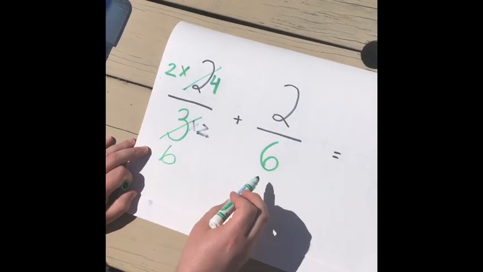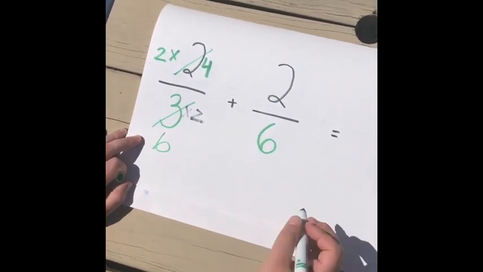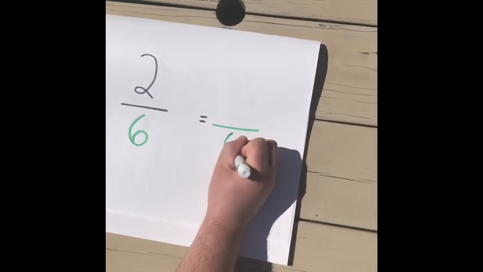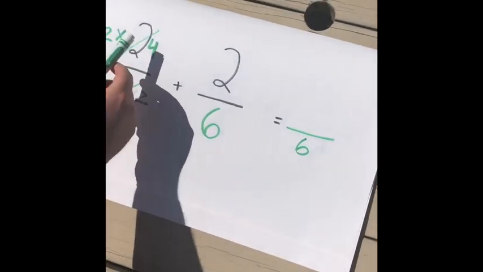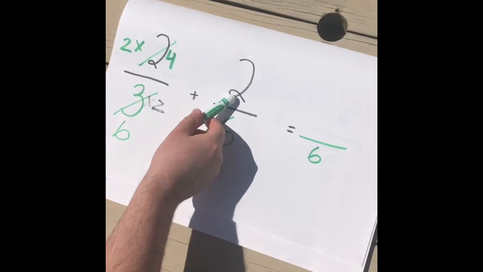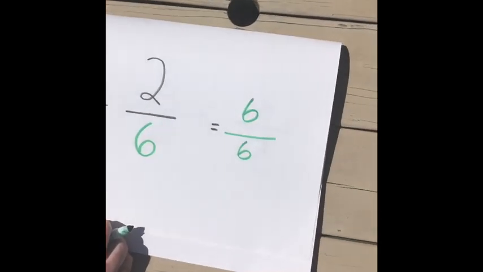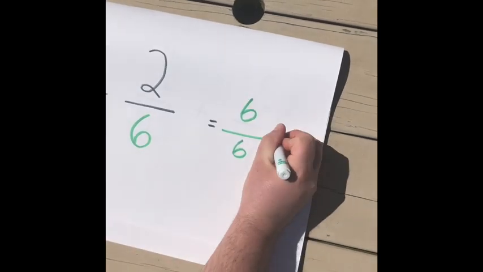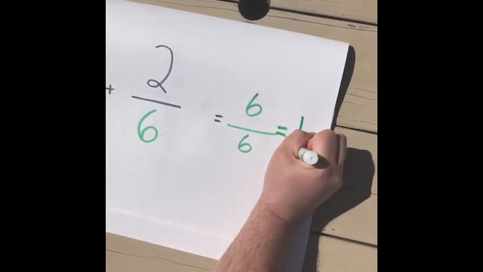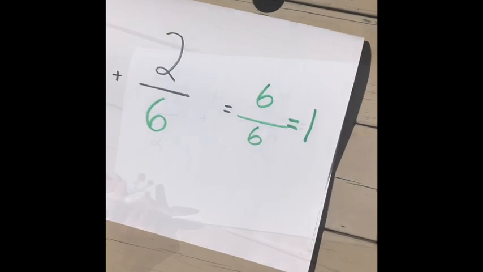Now that we have the same denominator, we can do the math. We bring the 6 over, and we add 4 plus 2, which also gives us 6. So the correct answer is 6/6, or if we simplify that, it is 1 whole.